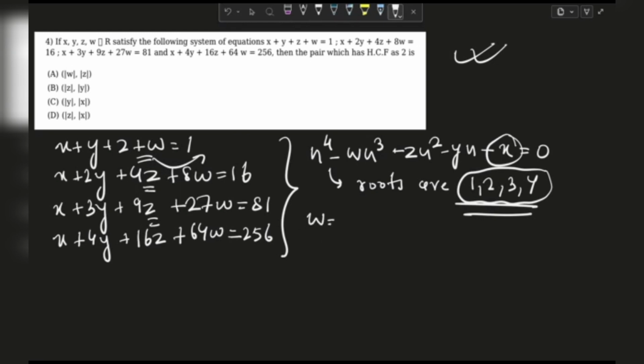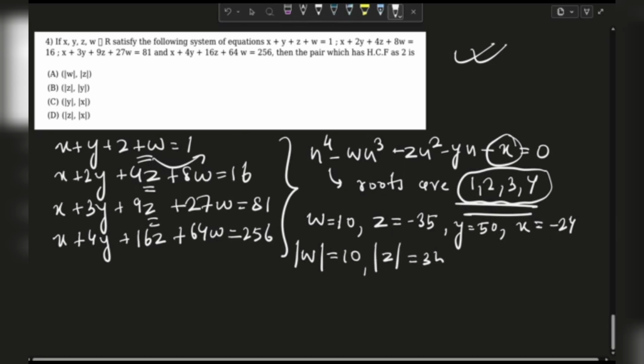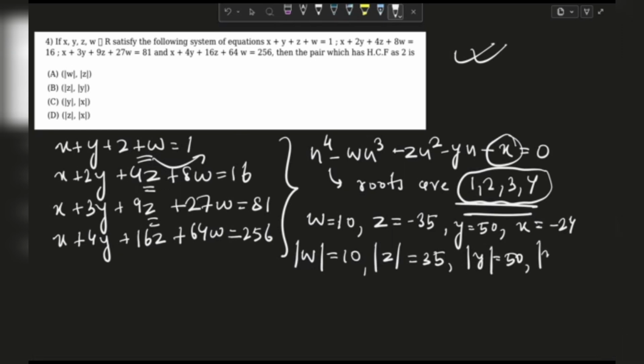W will become your 10, Z will become your minus 35, and Y will become 50, X will become minus 24. And now we don't need the negative values, we need the values in mod. So mod W is basically 10, mod Z is your 35, mod Y is your 50, and mod X is your 24. So now we had to ascertain the pair which has highest common factor as 2.